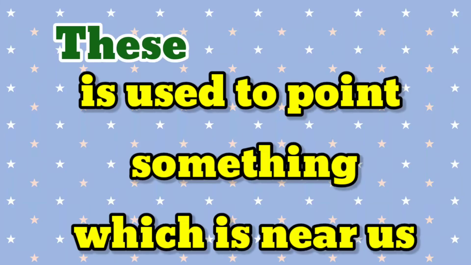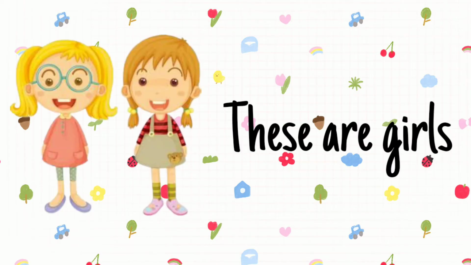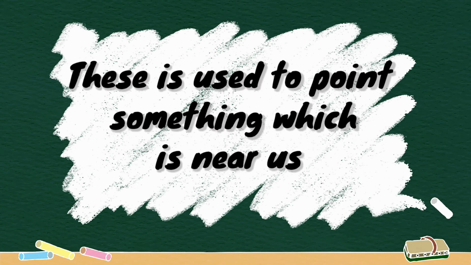These is used to point something which is near to us. These are girls. The girls are near to us, so we use these. These is used to point something which is near to us.